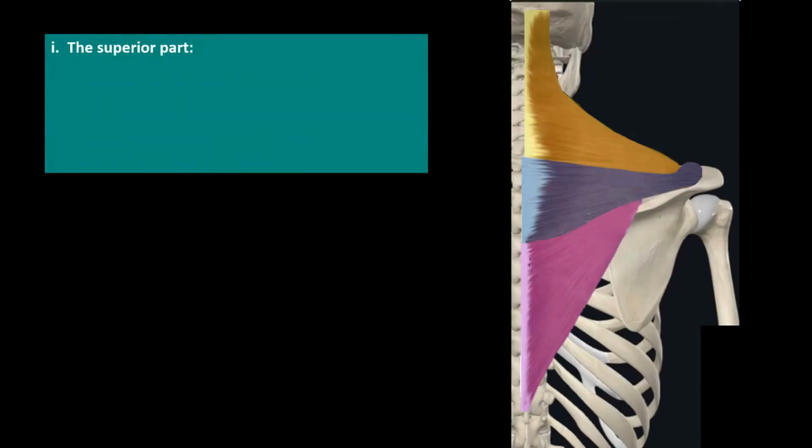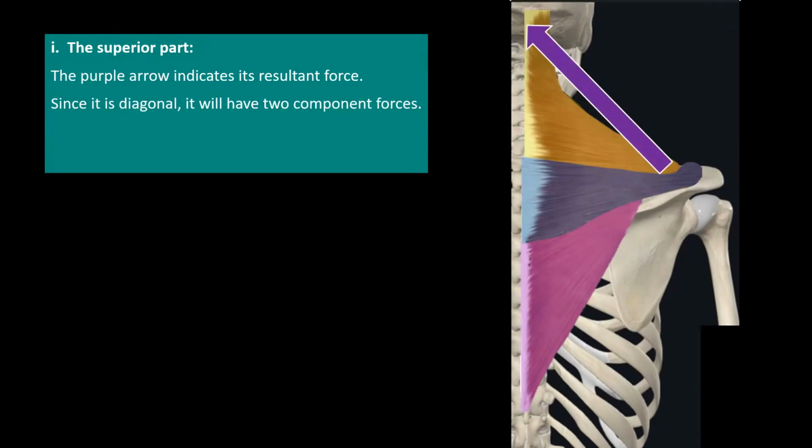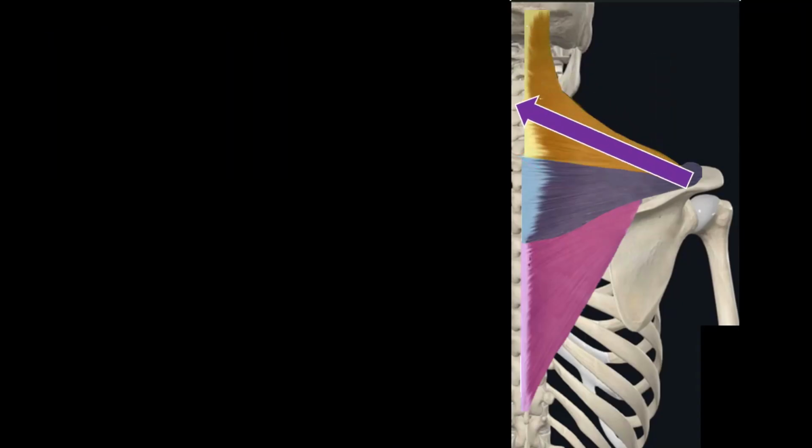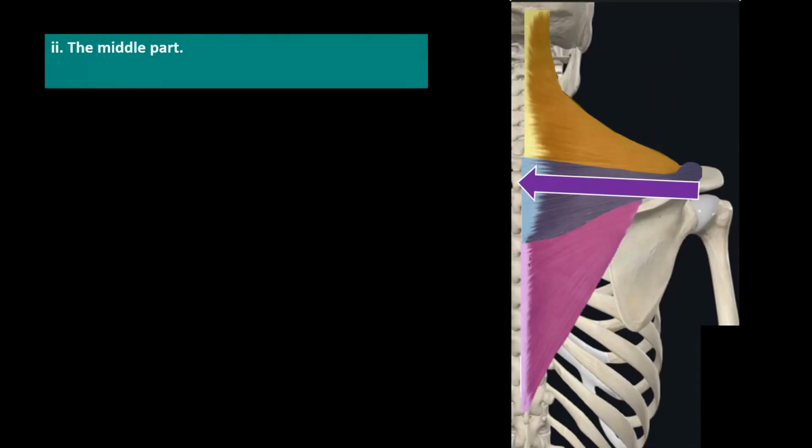1, the superior part. The purple arrow indicates the resultant force. Since it is diagonal, it will have two component forces. One will elevate the scapula, the green arrow. The other will retract the scapula, the blue arrow. 2, the middle part. This part only retracts the scapula.